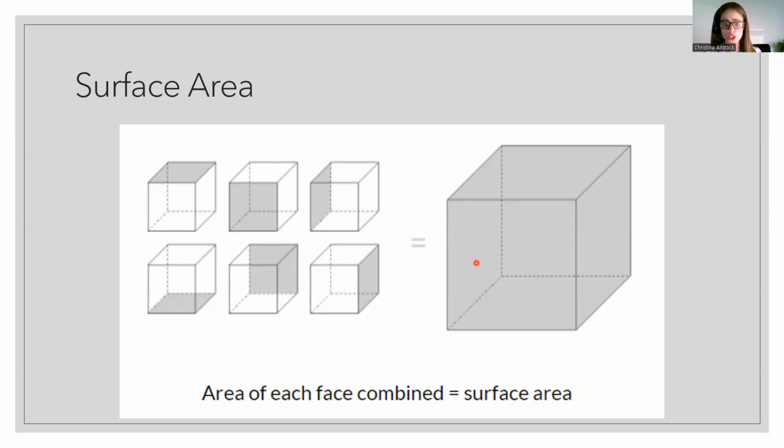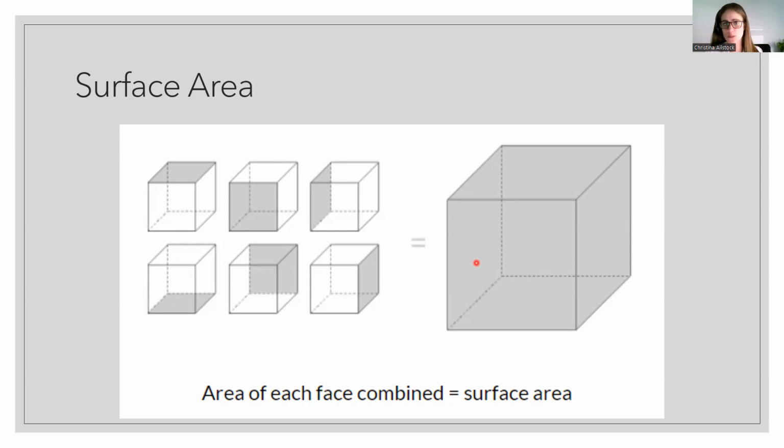There's a couple different ways that you can find surface area, but what we're focusing on is using our nets to help us find the surface area. So remember that a net is when you unfold a 3D figure. You basically unfold it and you have the flattened version.